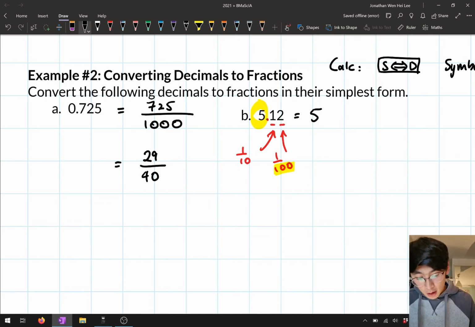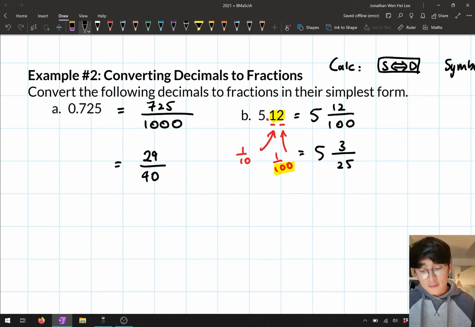And so here, I'm going to be writing 12 over 100 because in my decimal, I've got this 12, which I can just write as 12 over 100. Okay, cool. Now that I've done that, I'm going to simplify this as best I can. So here, I'm going to simplify 12 over 100. I know that 4 goes into both 12 and 100, and it goes into 12 3 times, and it goes into 100 25 times. So that's how we can simplify or convert these decimals into fractions.